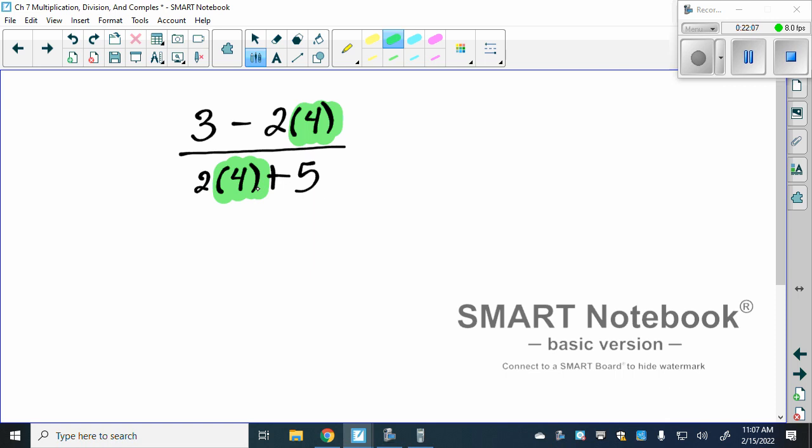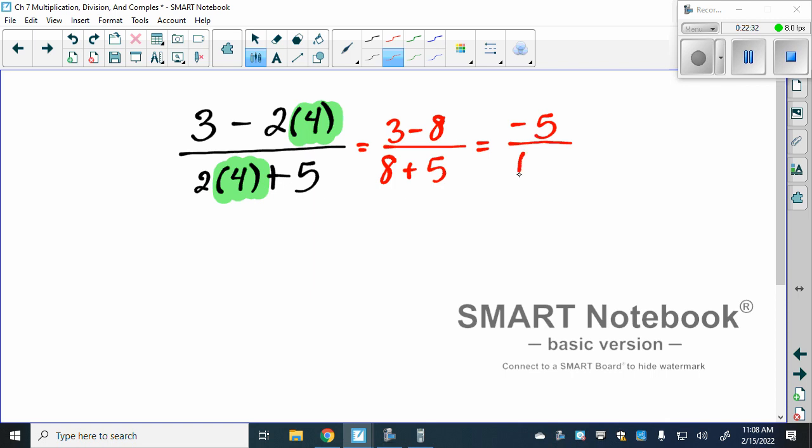Now, let's say we left them alone first and see what we get. Well, in the numerator, 2 times 4 gives us 8, yes? And the denominator, 2 times 4 gives us 8 plus 5. On the top, we have 3 minus 8, which is negative 5. And 8 plus 5 is 13. So we can see, okay, we're good with saying that when we simplify that, we get negative 5/13.